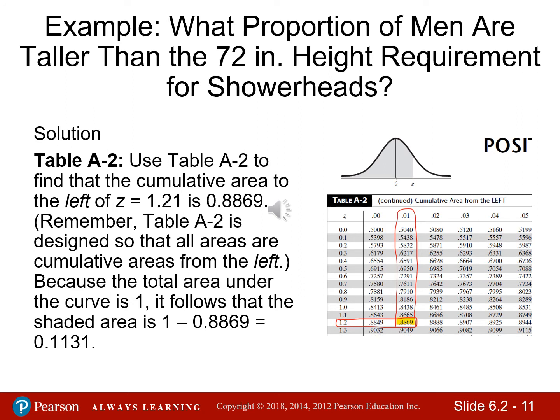Now remember, because the total area under the curve is 1, it follows that the shaded area we're interested in that we showed on our previous slide is equal to 1 minus 0.8869, and that's equal to 0.1131.